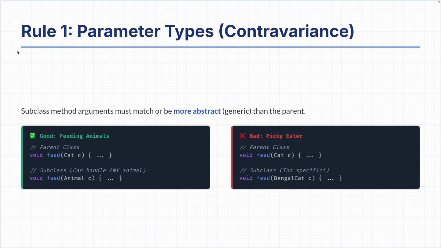Now, there are a few rules that you should follow when you are creating a subclass so that it stays aligned with the Liskov substitution principle. Let's go through them one by one. The first rule is about parameter types. What this rule says is that the method arguments in a subclass must either match the parent class parameter type or be more abstract than it. In other words, a subclass should not expect a more specific input than what the parent class expects. Because if the client code is written assuming the parent class contract and the subclass suddenly requires a stricter parameter, that substitution will break. Let's take an example to understand this.